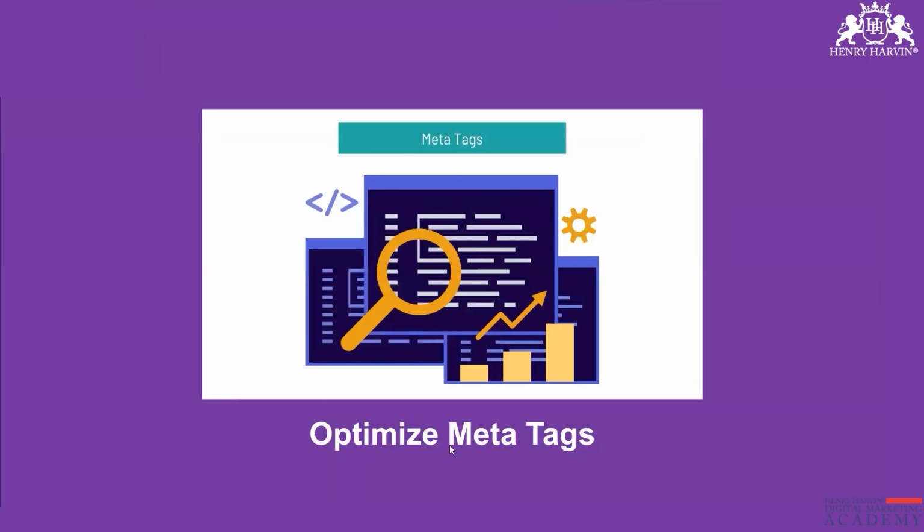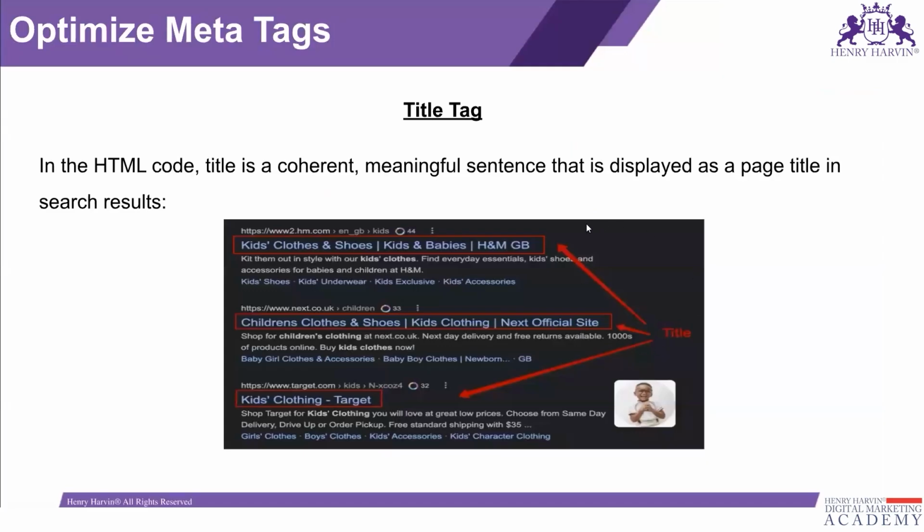So we have talked about meta tags. This concept is related to how we can optimize our meta tag and how it will affect the search ranking. So title tag, how we should use it, and what are the things that we should keep in mind while creating a title tag.